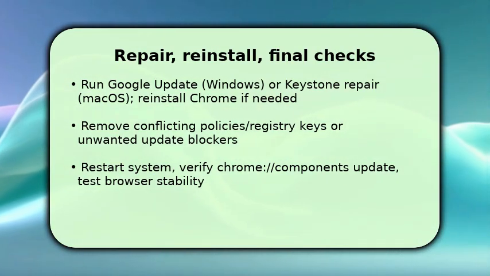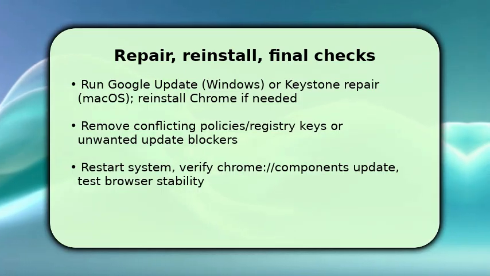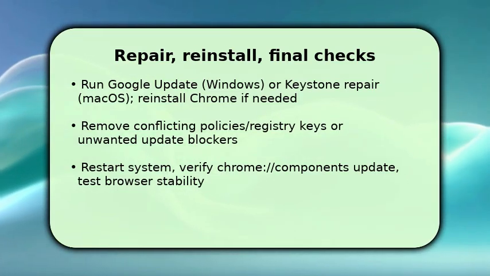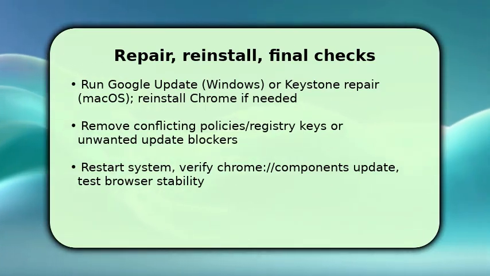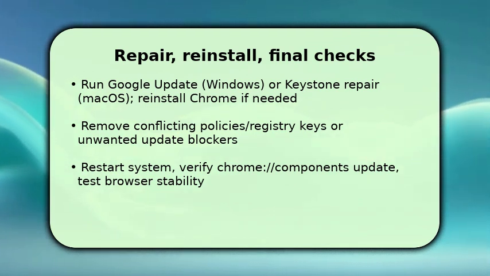If diagnostics showed policies or registry keys blocking updates, remove or correct them carefully, and then restart the system. After reboot, open Chrome and check chrome://components and chrome://version to confirm the new version.